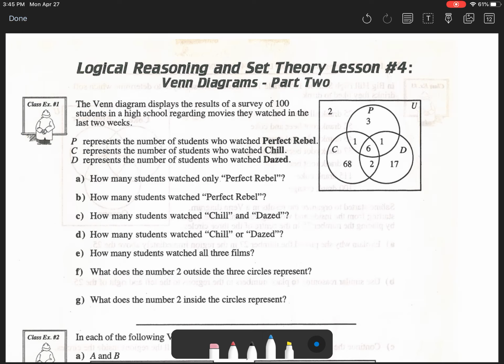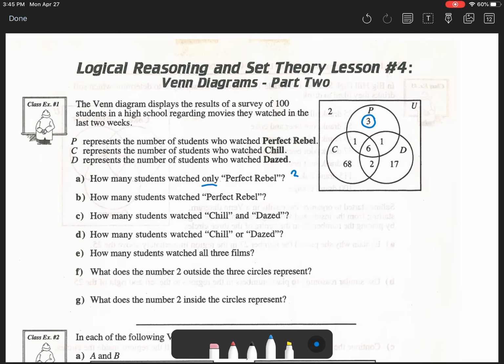Okay, so it says, the Venn diagram displays the results of a survey of 100 students in a high school regarding movies they watched in the last 2 weeks. So P represents the movie Perfect Rebel, and you can see the numbers inside that circle that represent the number of students who watched Perfect Rebel. C, that's circle C, the number of students in that circle represent the number of students who watched the movie Chill. And inside circle D represents the number of students who watched the movie Dazed. So let's answer some questions here.